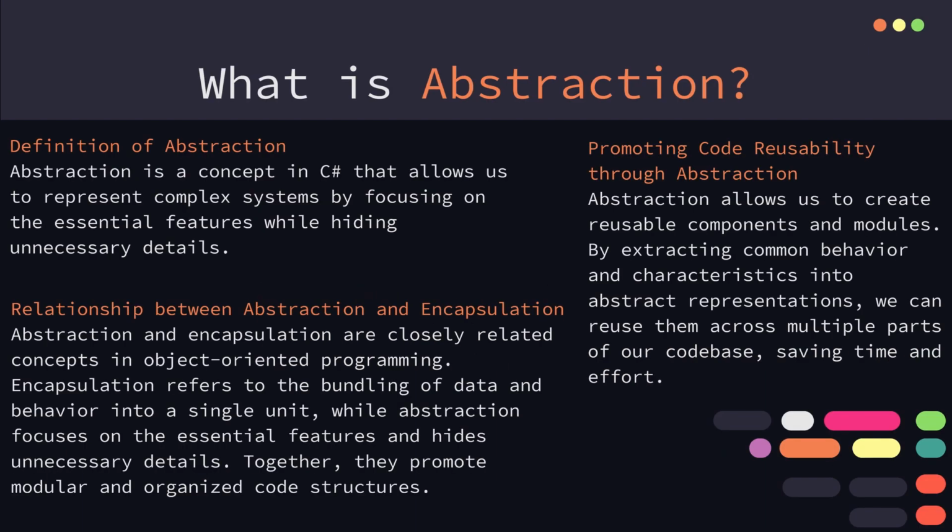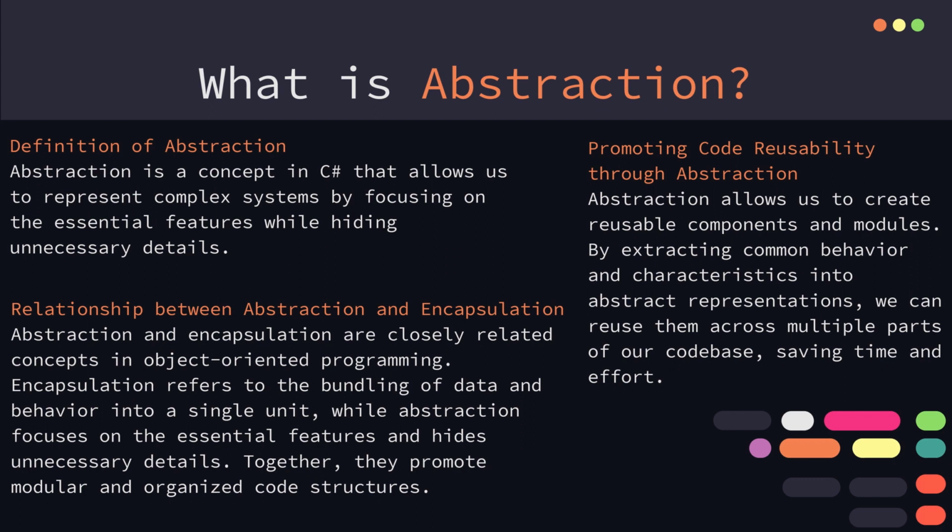So, what is abstraction? Abstraction is a concept in C# that allows us to focus on the essential features while hiding the unnecessary details. Abstraction acts as a template or blueprint for the subclasses, providing a defined structure and common behavior that derived classes can inherit and extend. The relationship between abstraction and encapsulation is crucial for building modular and maintainable code.